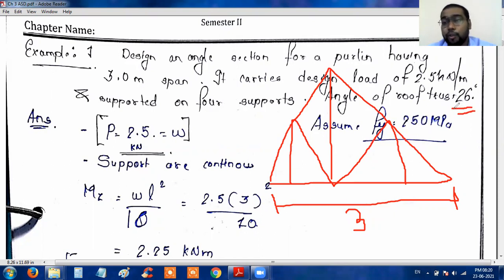It means you have to design the purlin as a angle section. If this roof angle is more than 30 degree, then you have to design the purlin as a I section or a channel section. Here 26 degree is given. It means you have to design a purlin as a angle section. Okay. Here W is 2.5 kilonewton. Supports are continuous.